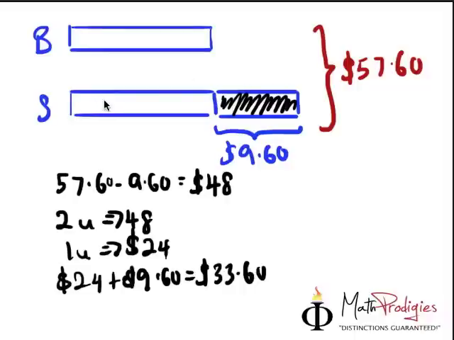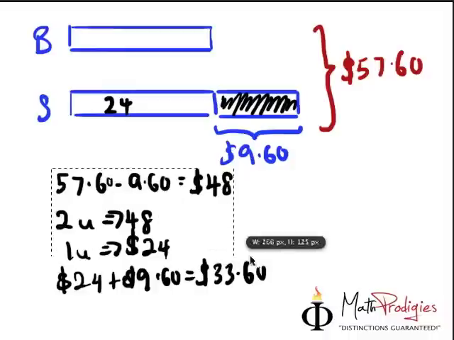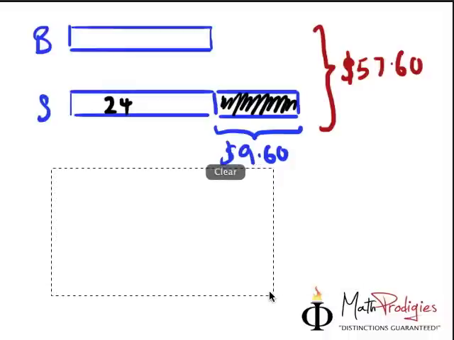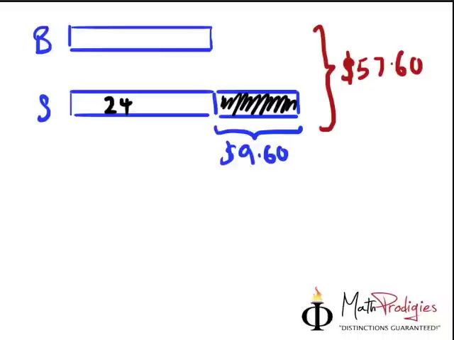So now we know that this is 24 and this is 9.60. I'm going to erase the working to make way for the next part of the question. Now, the next part of the question is actually a little tricky. I got tricked by this question in class just now, which was pretty embarrassing. But anyways, let's take a look.